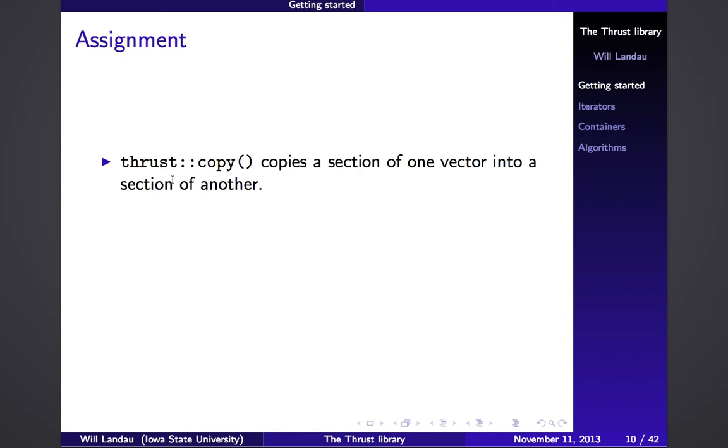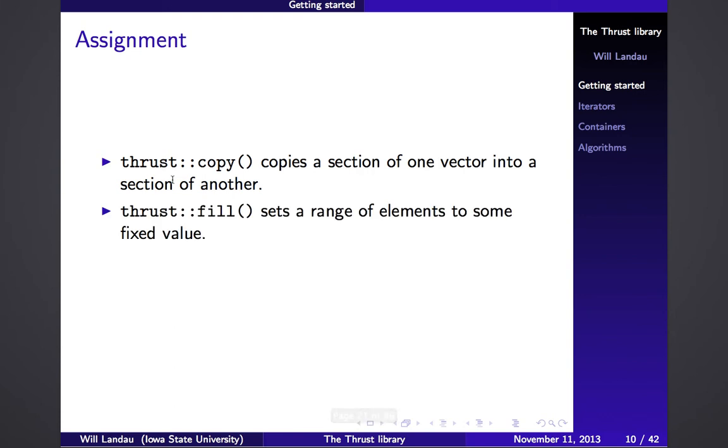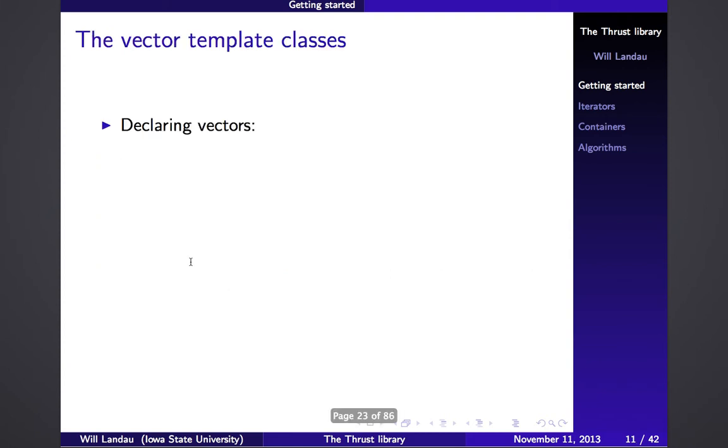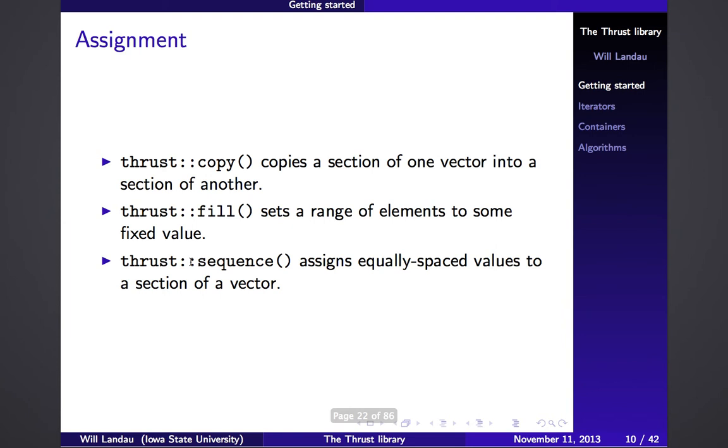So thrust copy, like I said, copies a section of one vector into another vector. Thrust fill is another function for assignment. It sets a range of elements to some fixed value. Then you've got thrust sequence, which is a little bit more fancy. You get a sequence of values assigned to a section of a vector. And those are some simple assignment functions that you get for free.